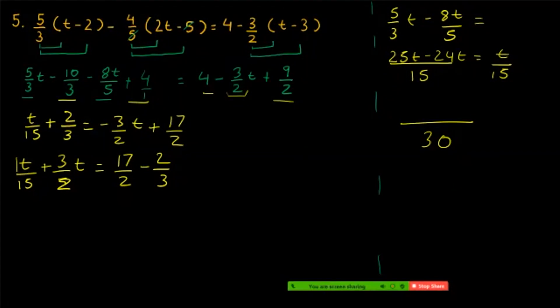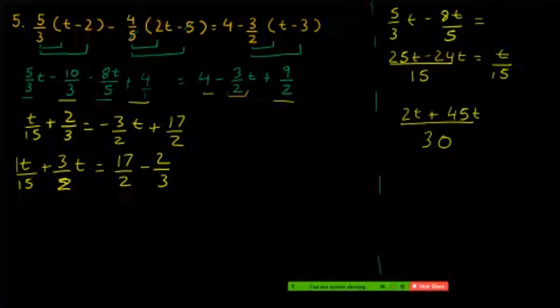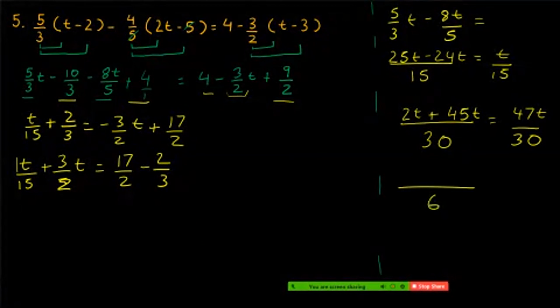So 15 times 2 is 30, so it will become 2t. Anything you do to the denominator has to be done to the numerator. Plus, because 2 times 15 is 30, we have to do 3 times 15 as well, which is 45. So 2t plus 45t upon 30, which will become 47t upon 30. Now let's do the right hand side, where the lowest common denominator will be 6.